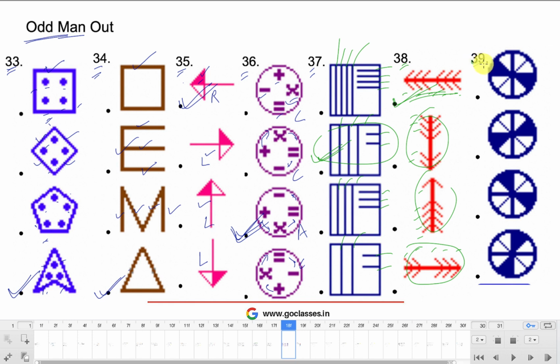Now question number 39. These shaded parts are vertically opposite. This is also vertically opposite. In this also, these are vertically opposite. In this, these are not vertically opposite. So this is the answer. In this also, these are vertically opposite.